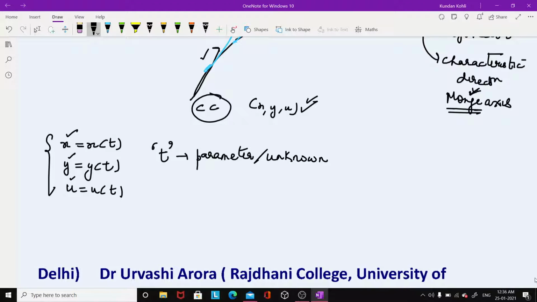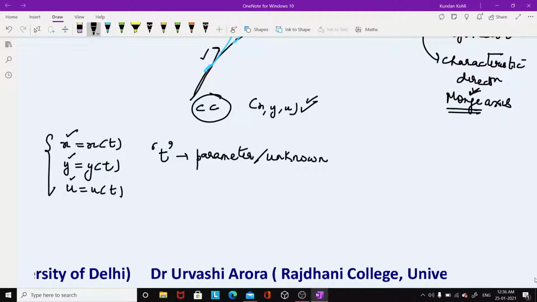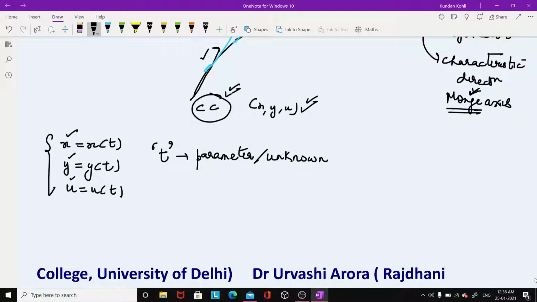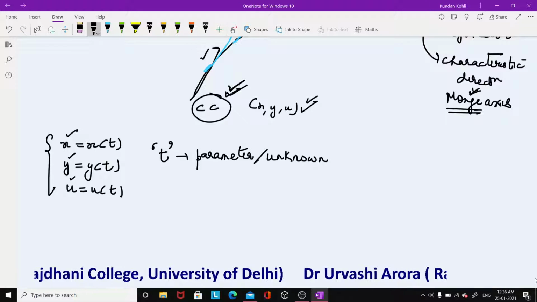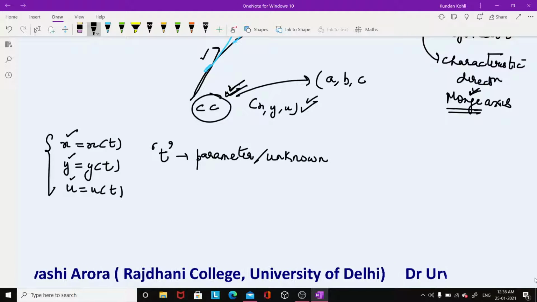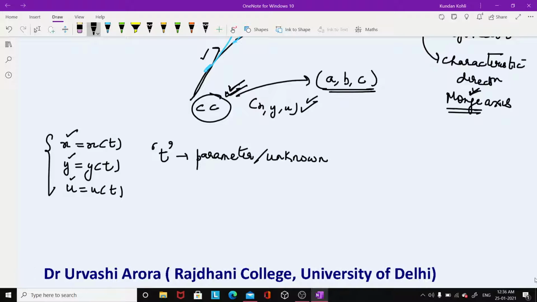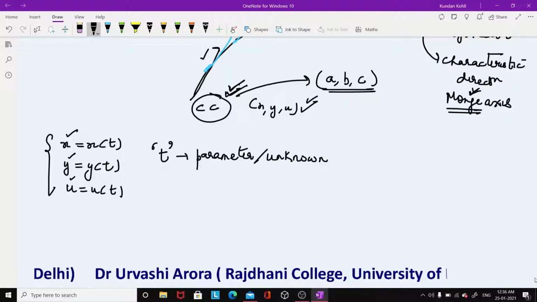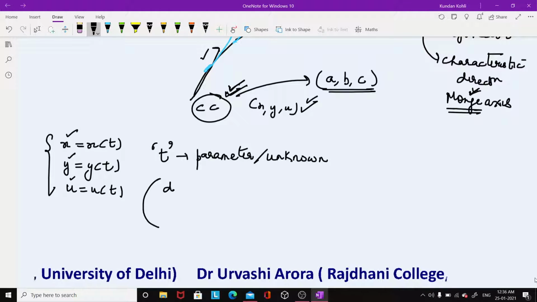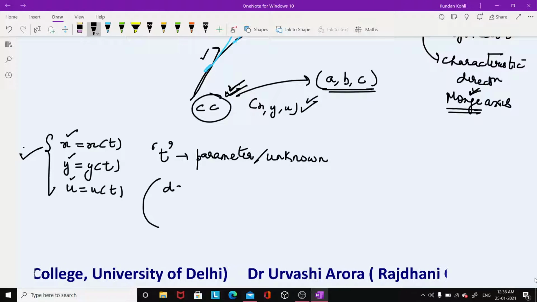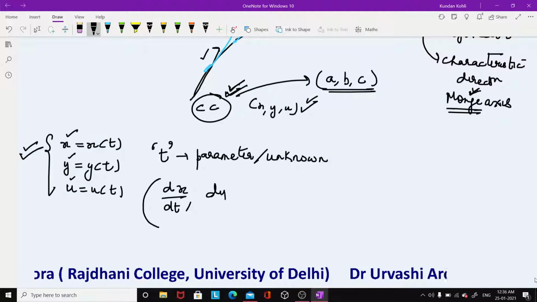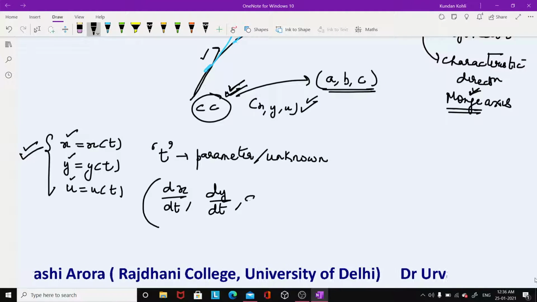So if you take the equation of the characteristic curve in parametric form, now the characteristic curve by definition is that curve which is such that the tangent to this curve at any point must coincide with the characteristic direction or the Monge axis, which is this vector (a, b, c). So if I take the tangent vector, the components of the tangent vector to this curve are going to be dx/dt, dy/dt, and du/dt.